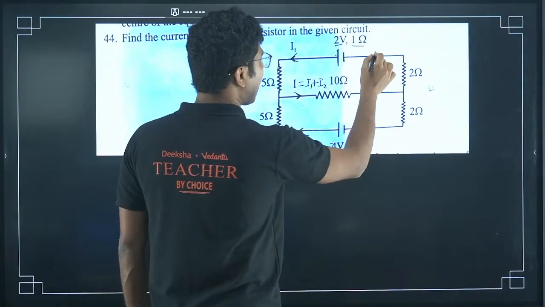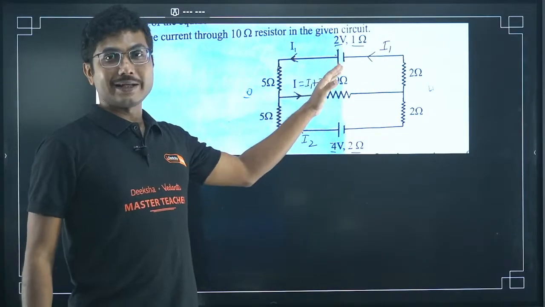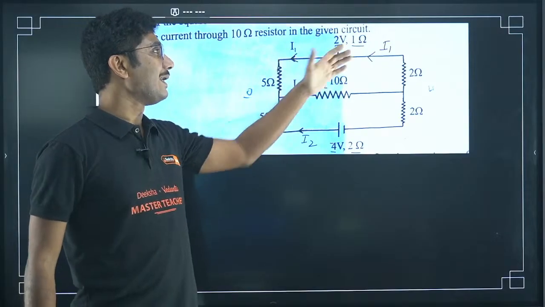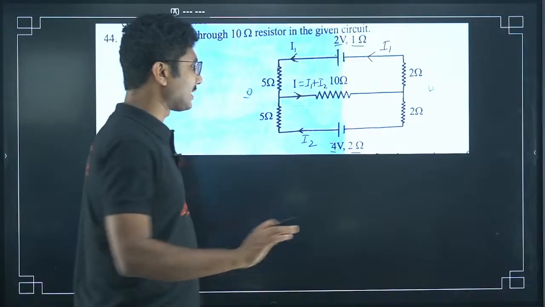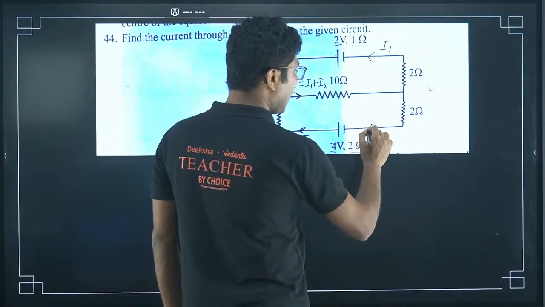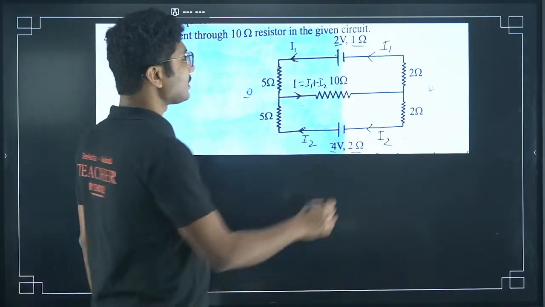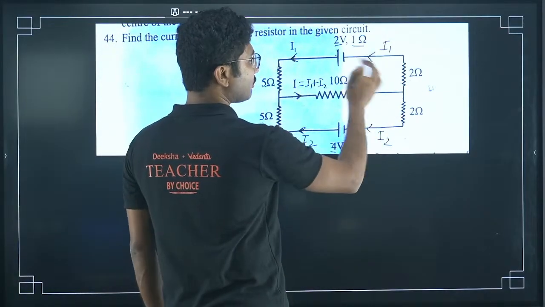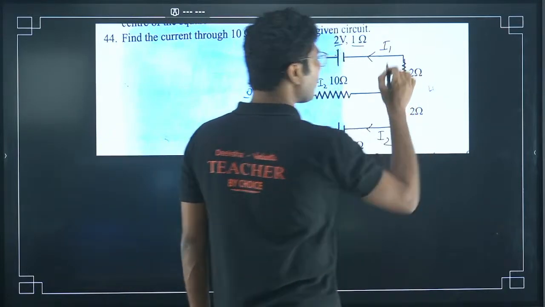goes in this direction, I1 current will always come back. Remember this. For a battery, whatever current is exiting the battery, the same amount of current will always come back to the battery, no exception. Similarly, I2 current is going out of this battery, that means I2 current will go back to the same battery. Why am I doing that? Because there are two resistances on both sides. So if I1 current passes through the 5 ohm, then I1 current will also pass through the 2 ohm.